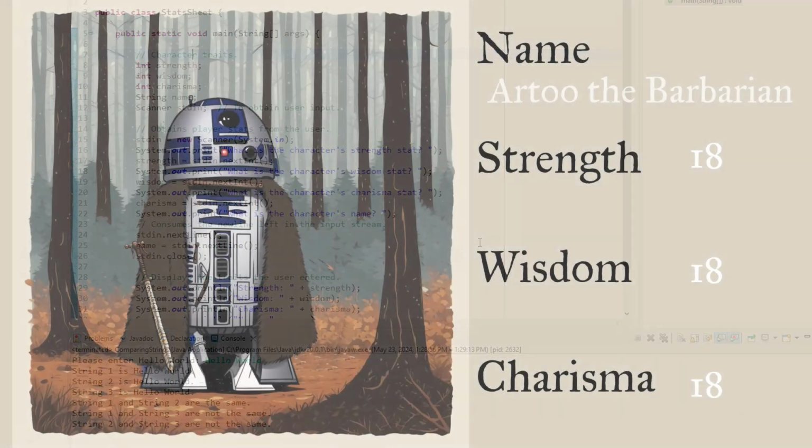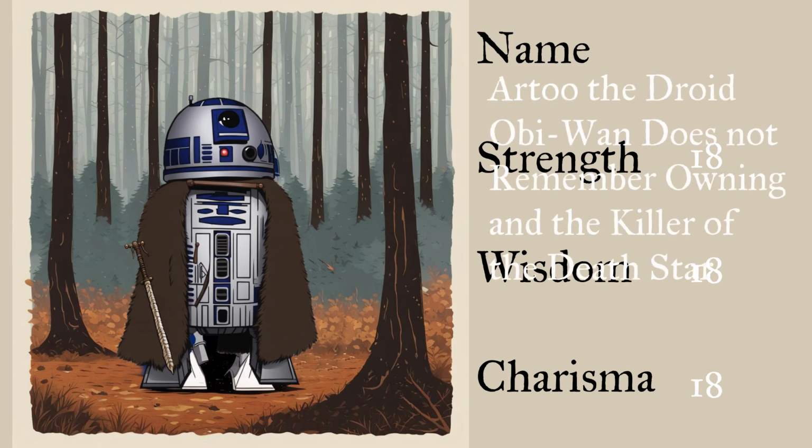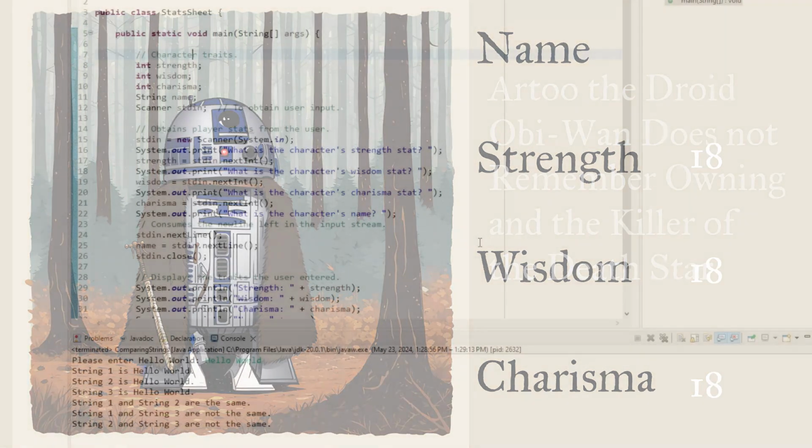Remember our character's name, R2 the Barbarian? It could have been just R2. Or it could have been R2 the droid Obi-Wan does not remember owning and killer of the Death Star. We don't know what the user is going to type or how many characters it's going to be.